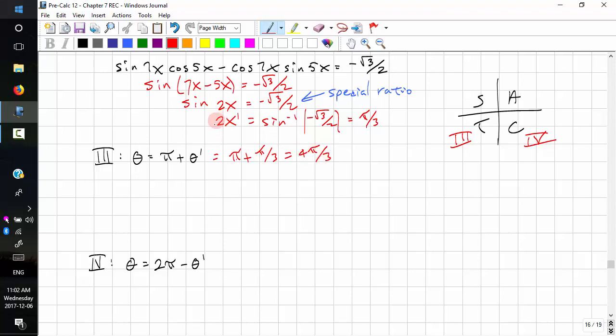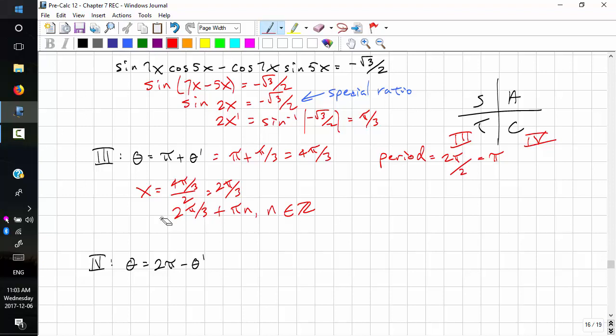And now we need to divide by our b value. Our period is 2 pi over 2, so it's pi. So our x equals, we'll divide this by 2, 4 pi over 3 divided by 2, that's 2 pi over 3. And our general solution is 2 pi over 3 plus pi n, n an element of Z.